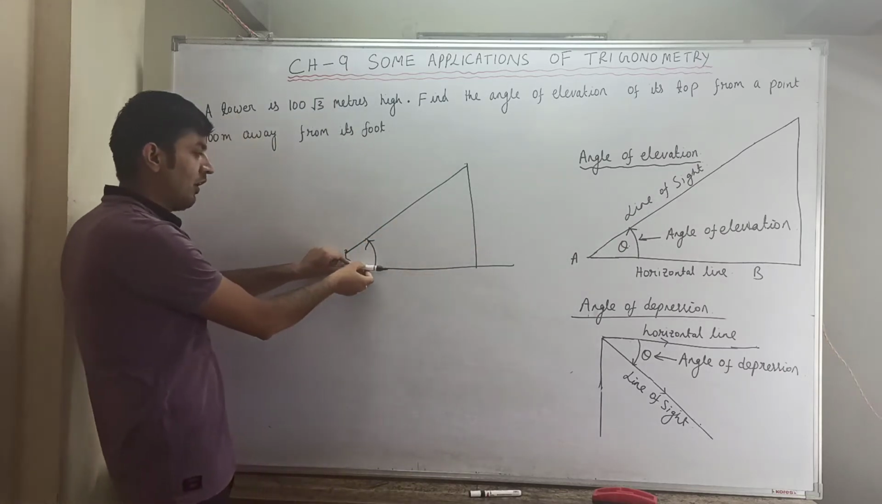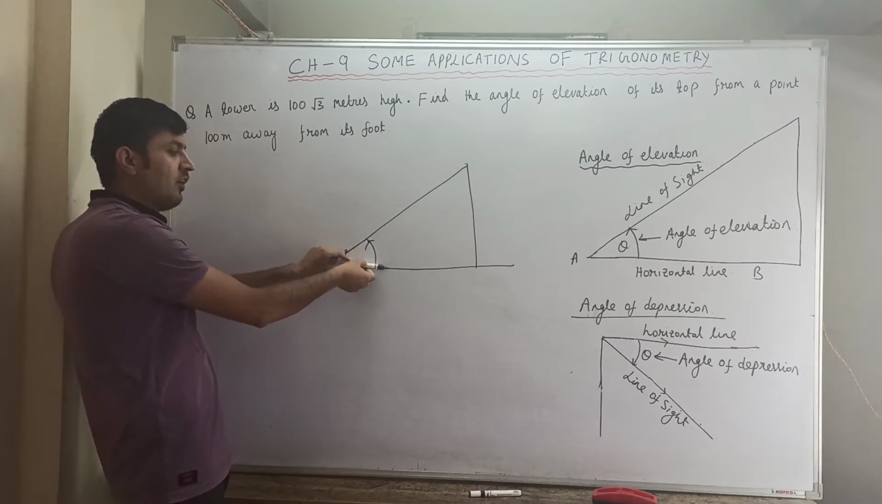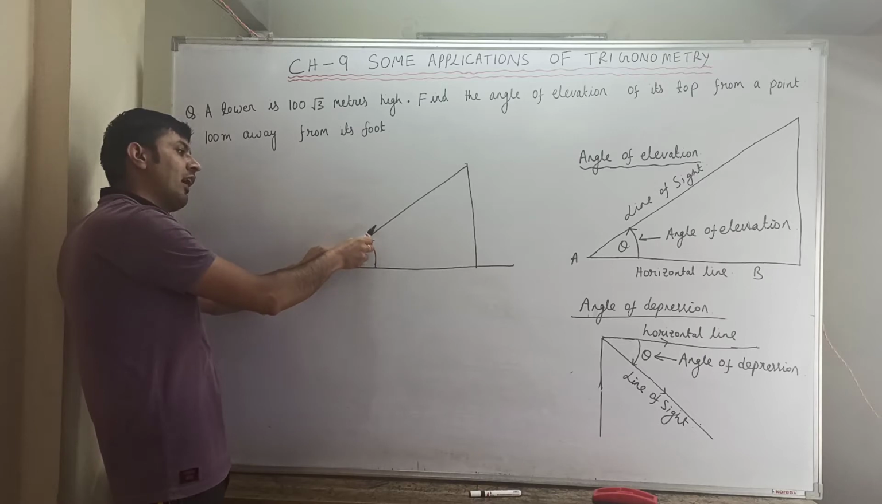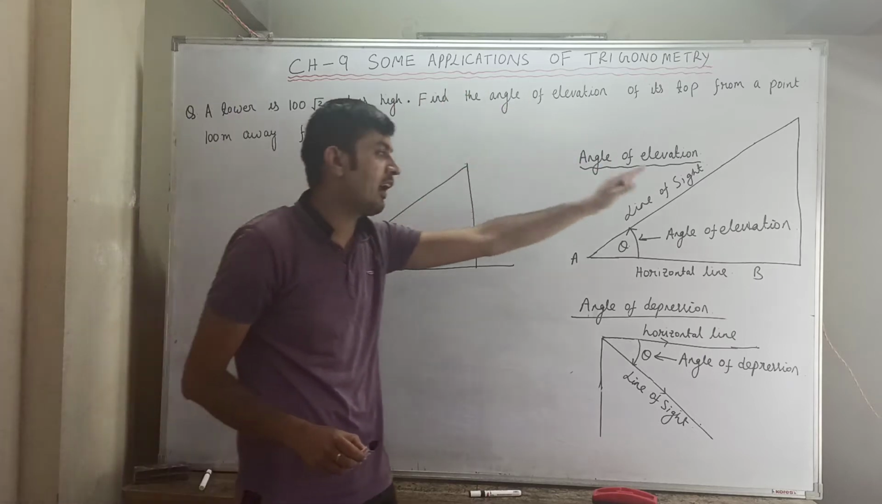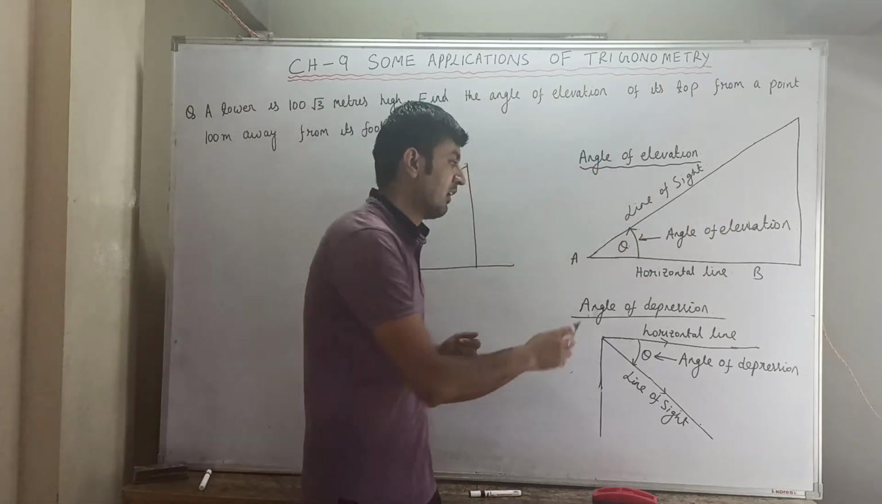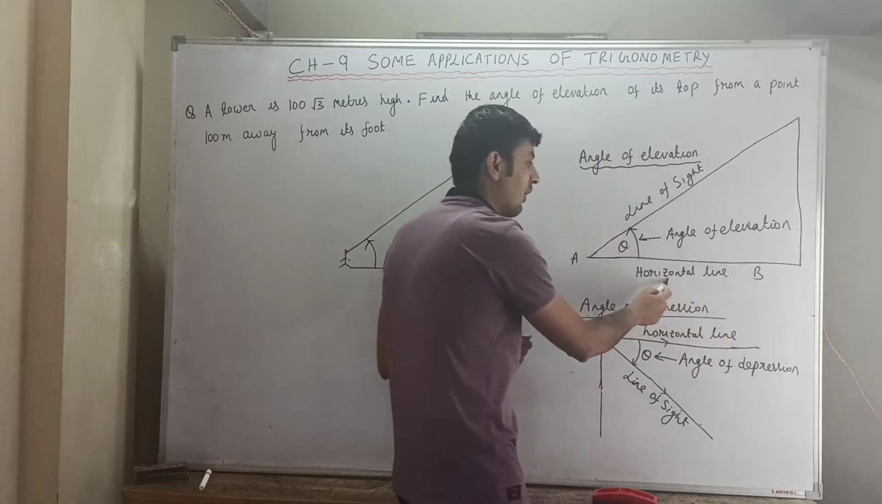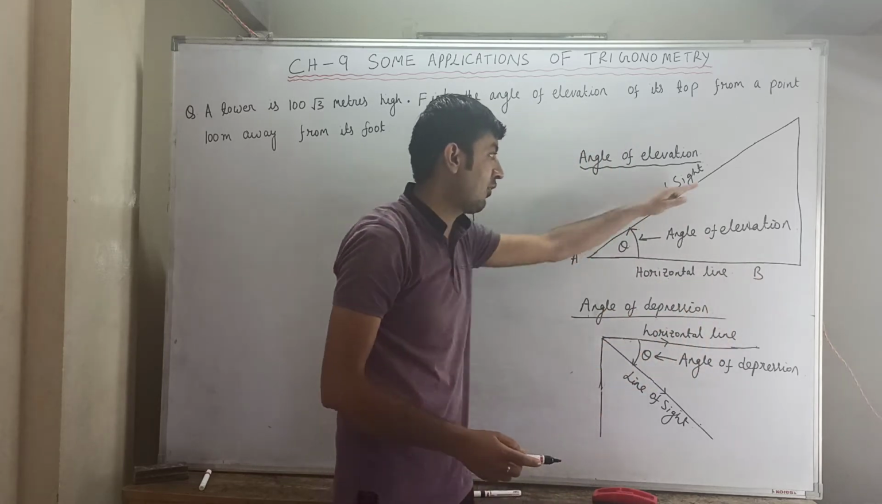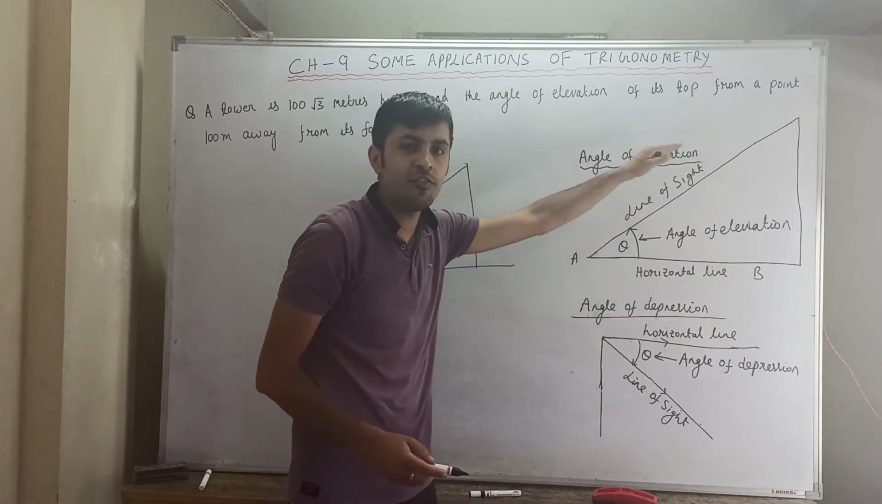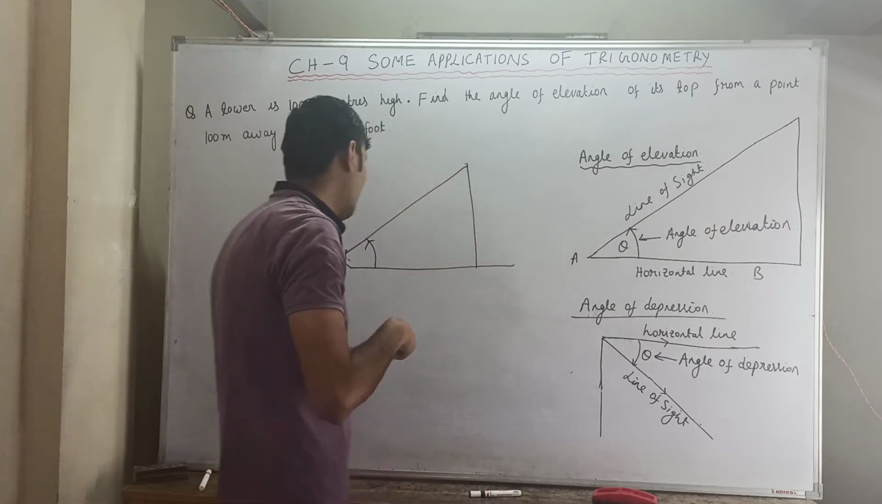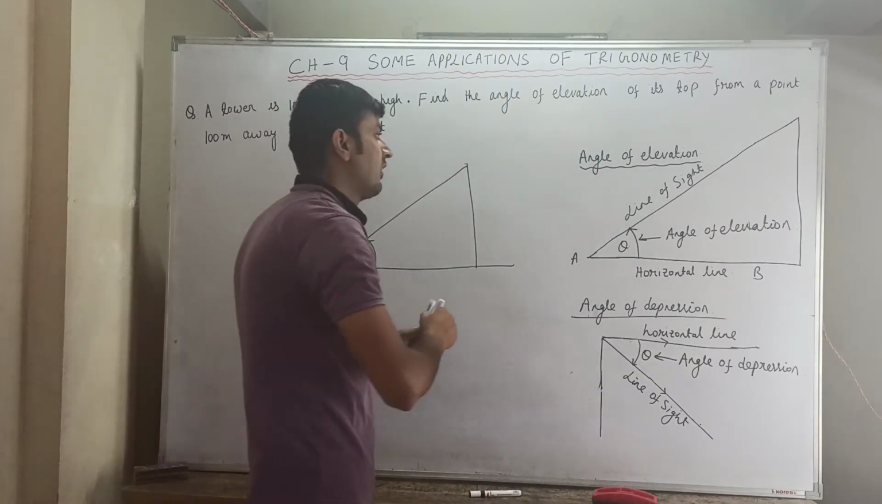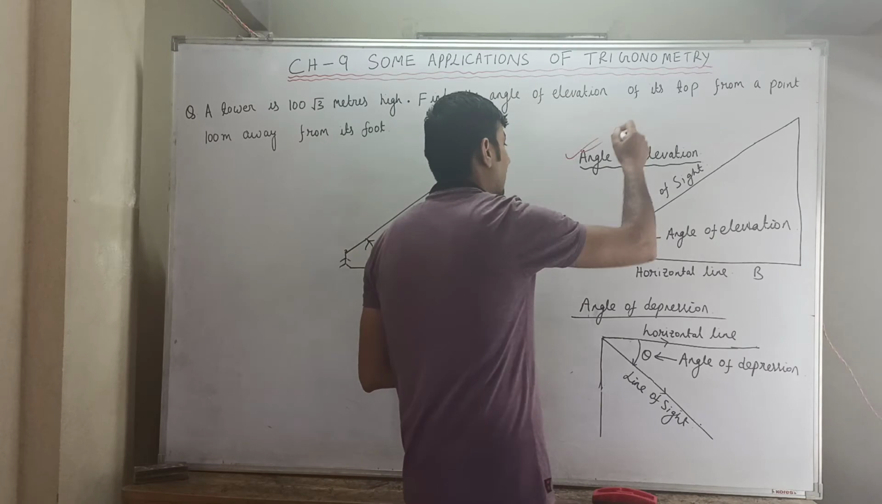The direction, how you are looking? You are looking like this, up. So the direction is anti-clockwise. So when the direction is anti-clockwise, you are getting the angle of elevation. This line is called the horizontal line. And this one is called the line of sight. Is that alright? With the angle of elevation, I hope you are alright.